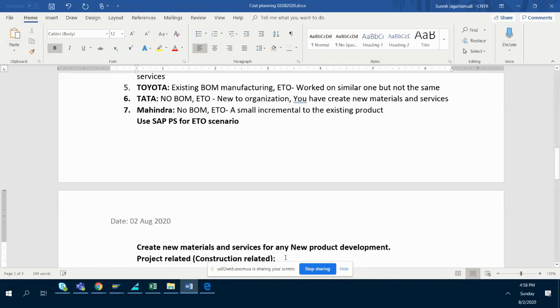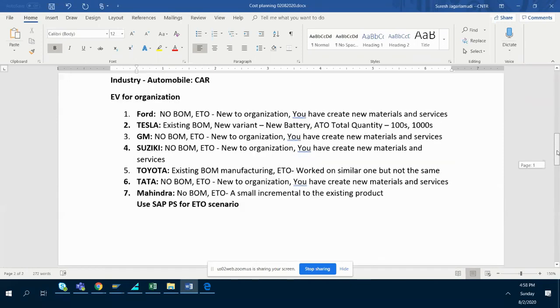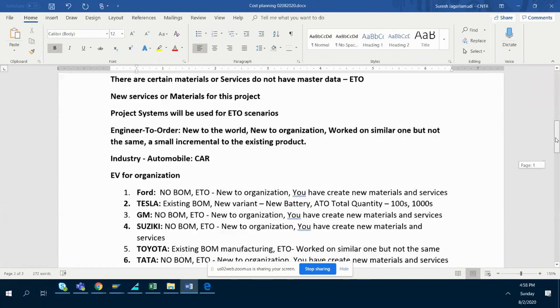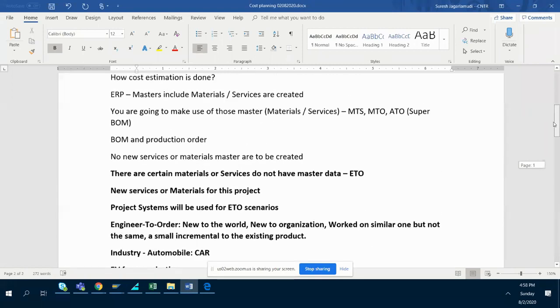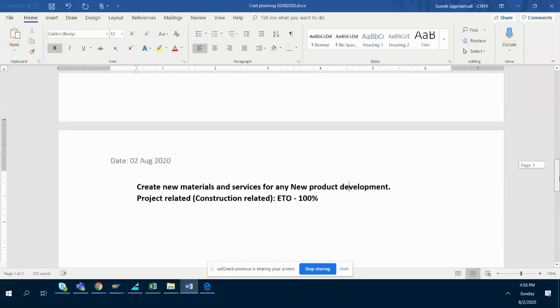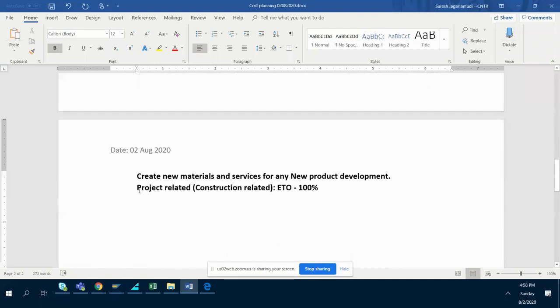MTO. Absolutely, it is ETO, 100%. There's no question of even thinking about MTO, MTS, ATO. These you can think from the perspective of new products. The moment I say BOM, it is new products. The moment I say projects, it is only 100% you have to go with ETO only.